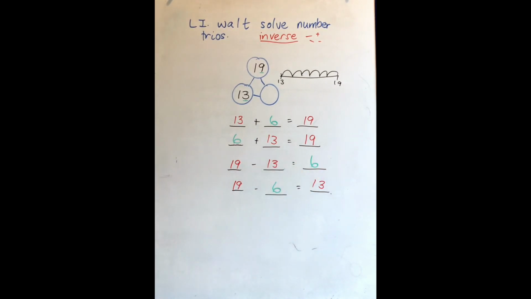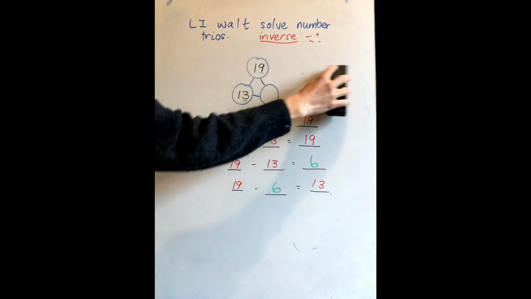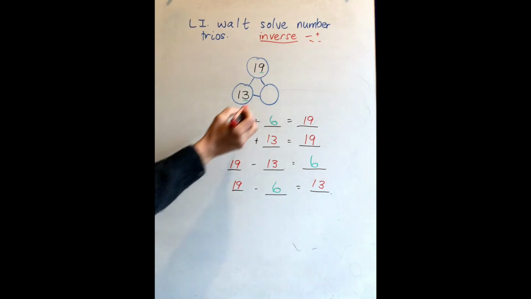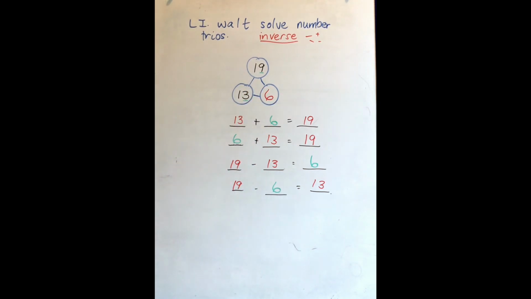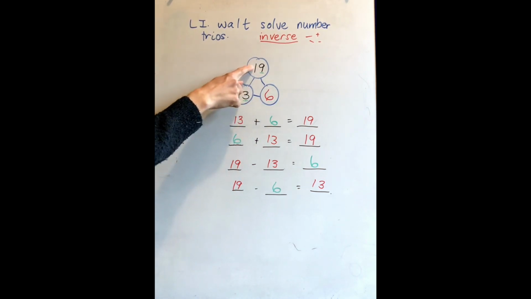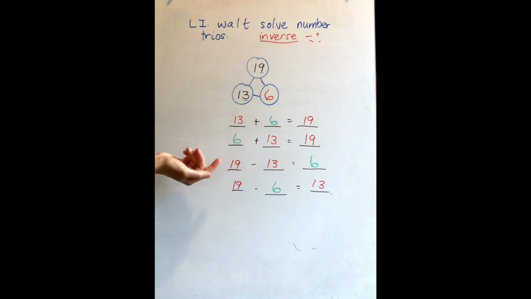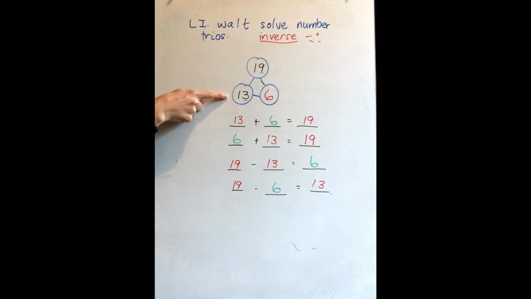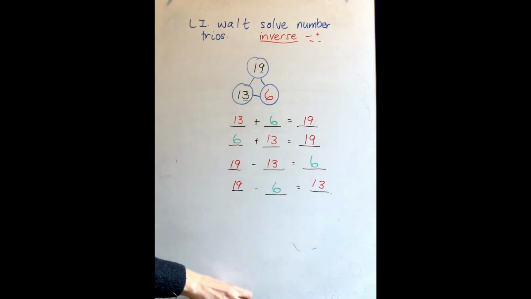Okay? So we can solve our number trios in two different ways. We can add on, which is what I like to do, starting with the number that we have and adding however many we need to get to the top number. Or we can use the inverse, we can subtract, we can start with the total number, which is 19, take away the 13 and get to 6. Alright, we'll do one more.